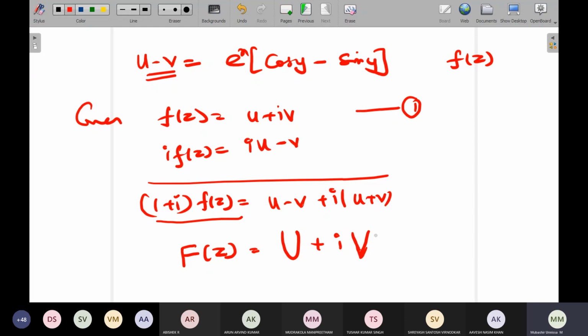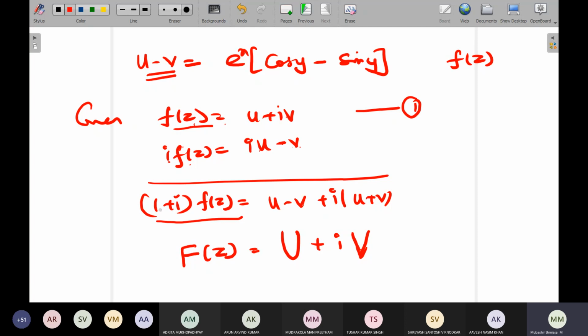Ma'am, can you just repeat this once? Please? This is your given function. f of z equals u plus iv is an analytic function. So I'm taking f of z equal to u plus iv. Now I'm multiplying by i. When I multiply by i, what will happen? i into u, and i square will become minus 1, so I'll get minus v. Then add this.